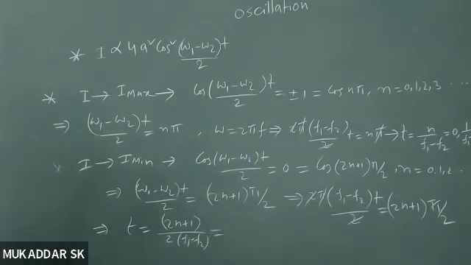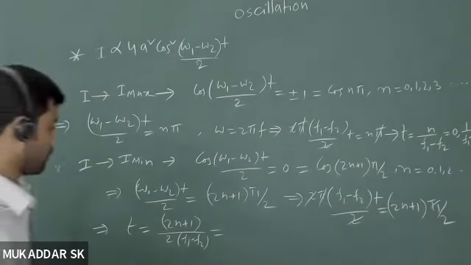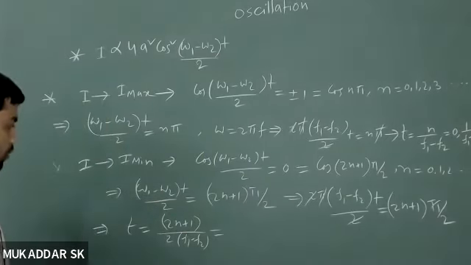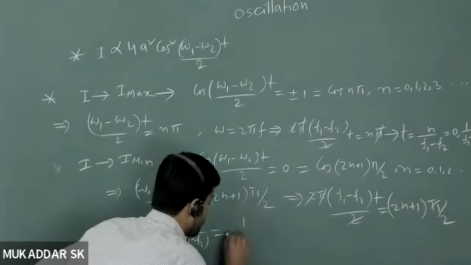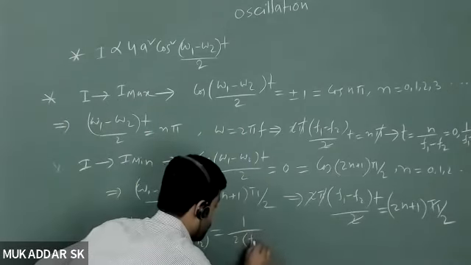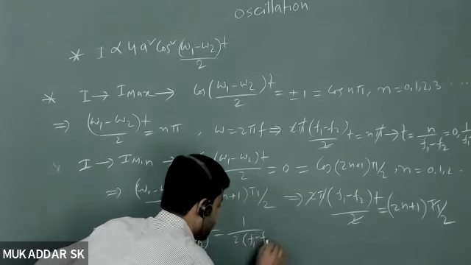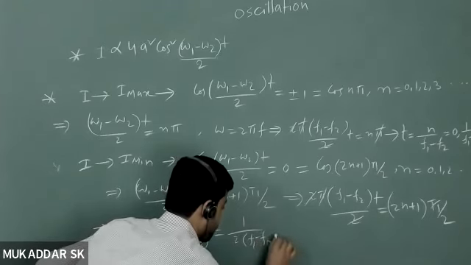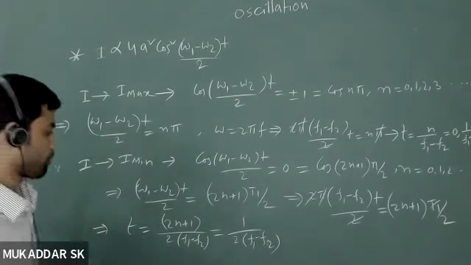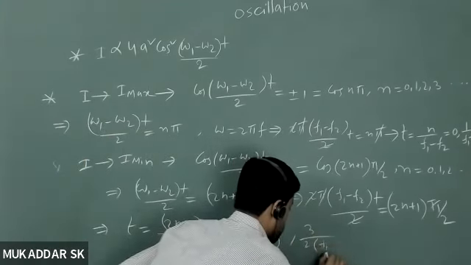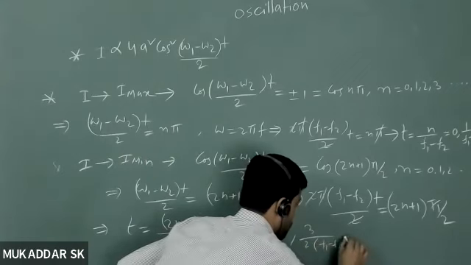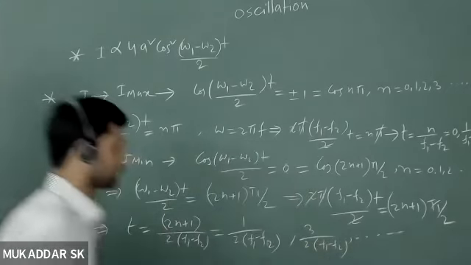So if you put the values 0, 1, 2, when will you get the first low sound? The first low sound will be heard when n equals 0, right? It means 1 by 2(f1 minus f2), right? Then 3 by 2(f1 minus f2), okay, then so on.